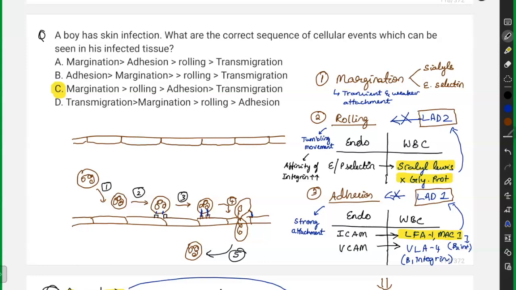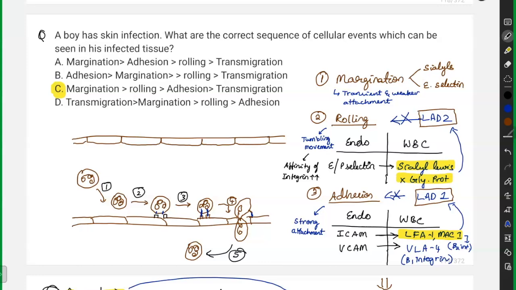P-selectin is present in platelets and endothelium. E-selectin is present only in the endothelium. Whereas L-selectin is present in leukocytes, neutrophils, monocytes, T cells. So what happens? They are going to attach to the ligand that is present in the WBC. The selectins in the endothelium have to go and attach to the ligand in the WBC. The name of that ligand is sialyl Lewis X glycoprotein. Okay? Clear, right? Any doubt in this?